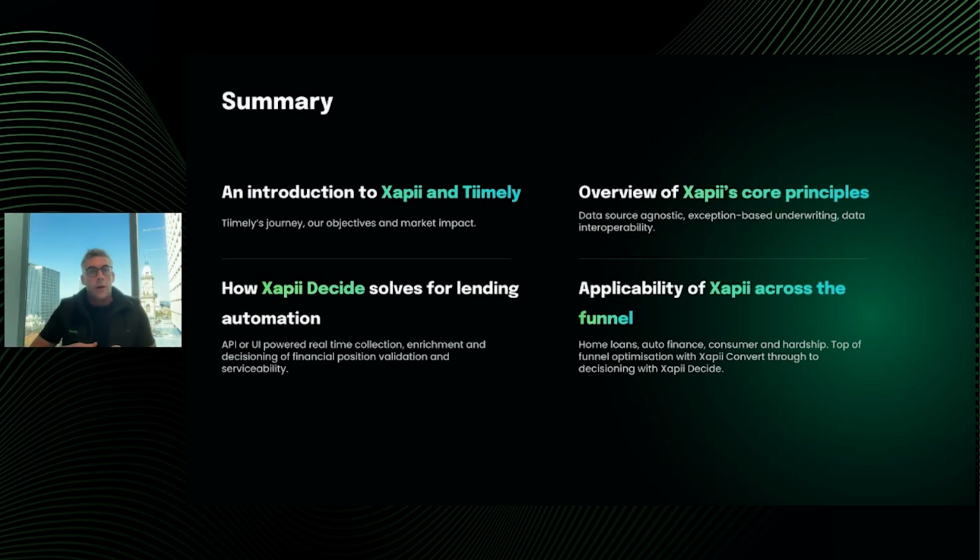And again, that's a lending decision use case. In this case, we've shown you for home loans, but it's important to remember that we have applicability of the Xapii solutions across the funnel and use cases. For example, auto finance, consumer hardship, and we can apply Xapii at any stage through that origination and nurture sequence, from early stages to work out whether you're ready for an application, all the way to a decision before you're ready to put your asset onto your balance sheet.